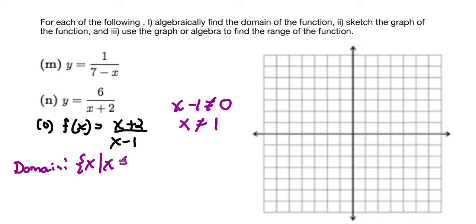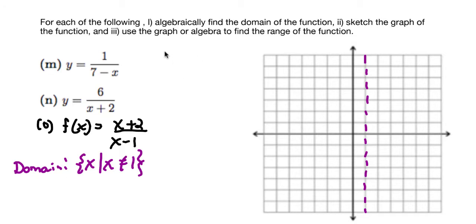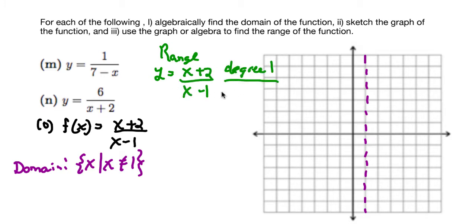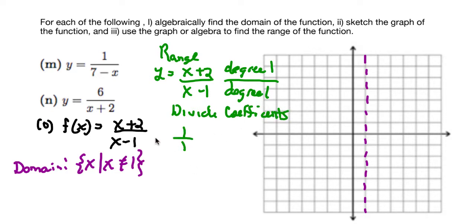So x such that x is not equal to 1. So at 1, we have a vertical asymptote. Now our range, we're going to look at our degree of the top and our degree of the bottom. So our degree of the top, that's a degree 1 equation because it's x plus 2. And then our bottom equation, x minus 1, is also a degree 1 equation. So when the degrees are equal to each other, we divide the leading coefficients. So the number in front of the x term is 1 divided by 1.